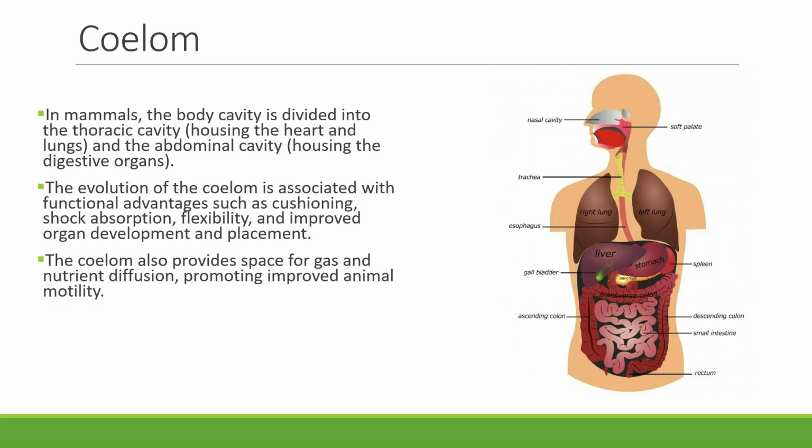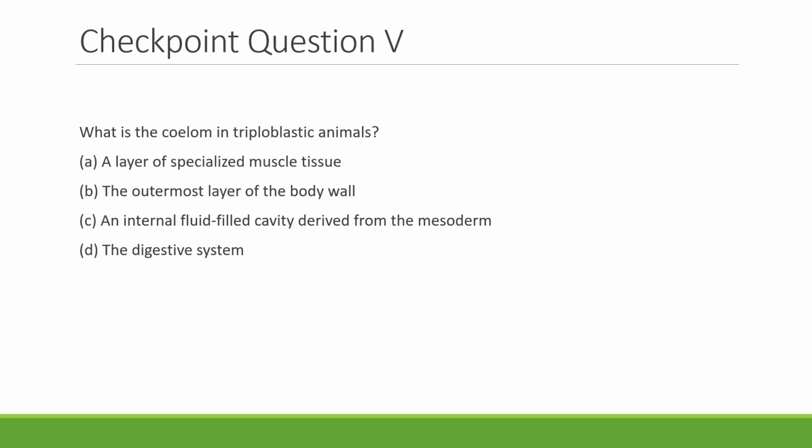These functional advantages explain how the evolution of a true coelom coincided with the appearance of more complex and mobile animals across multiple lineages. Placing this trait on our growing phylogenetic tree now lets us group animals according to shared body cavity architecture. This brings us to our checkpoint question 5. What is the coelom in triploblastic animals?